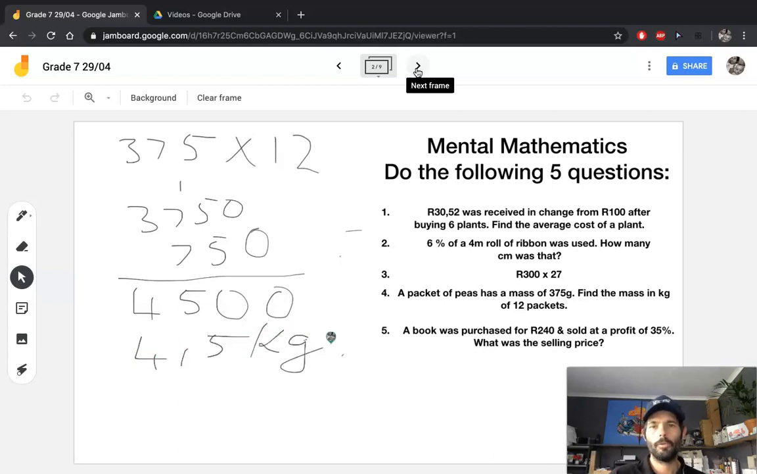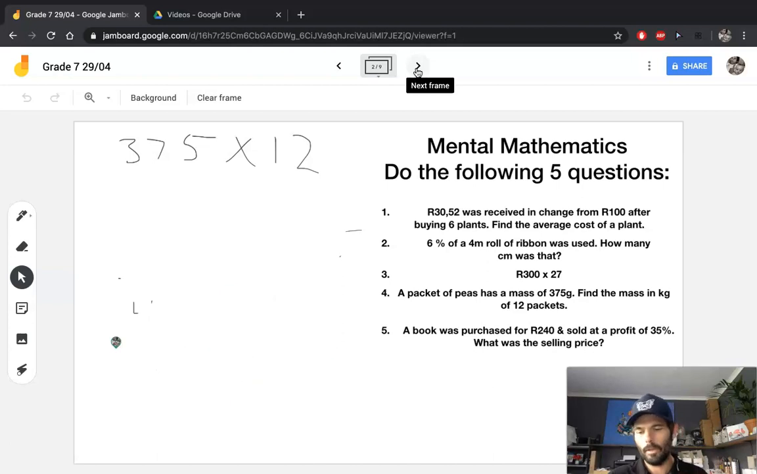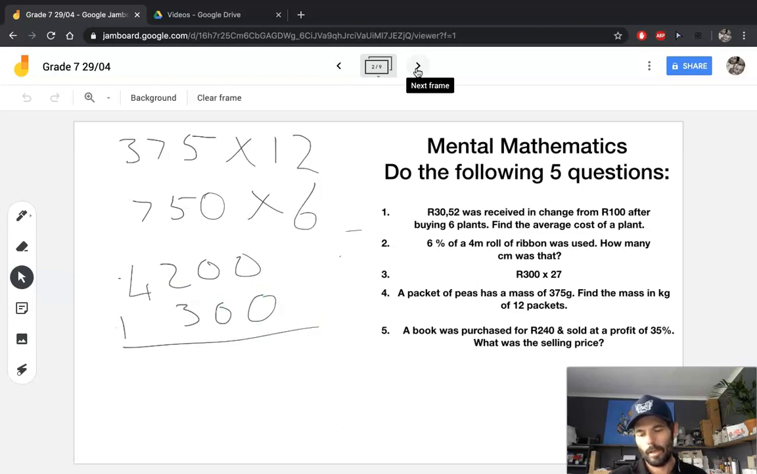Okay, perhaps you didn't do that. Perhaps you said, okay, let's use doubling and halving. So the one number I can double, 375 to 750, and halve 12 to 6. Now I've got a short multiplication question. And then if I do that sum, 700 times 6 is 4,200, 50 times 6 is 300, add them together, and there is my 4,500 grams, or 4.5 kilograms.